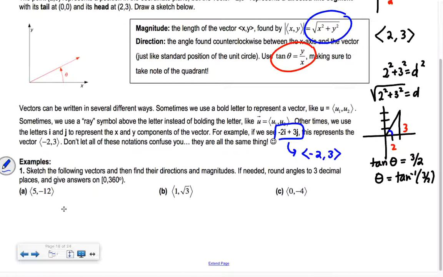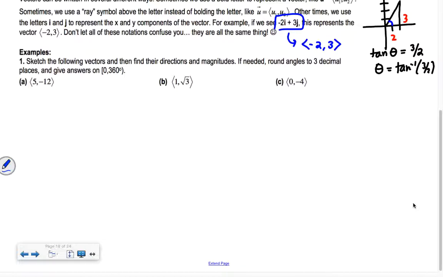All right, so here we go. It says sketch the following vectors and then give their directions and magnitudes, and then if needed, we're going to round to 3 decimal places. Okay, so let's draw this out. So if I have 5 comma negative 12, do we all know how to draw the point 5 comma negative 12? Yeah, so start there. So draw the point 5 comma negative 12.